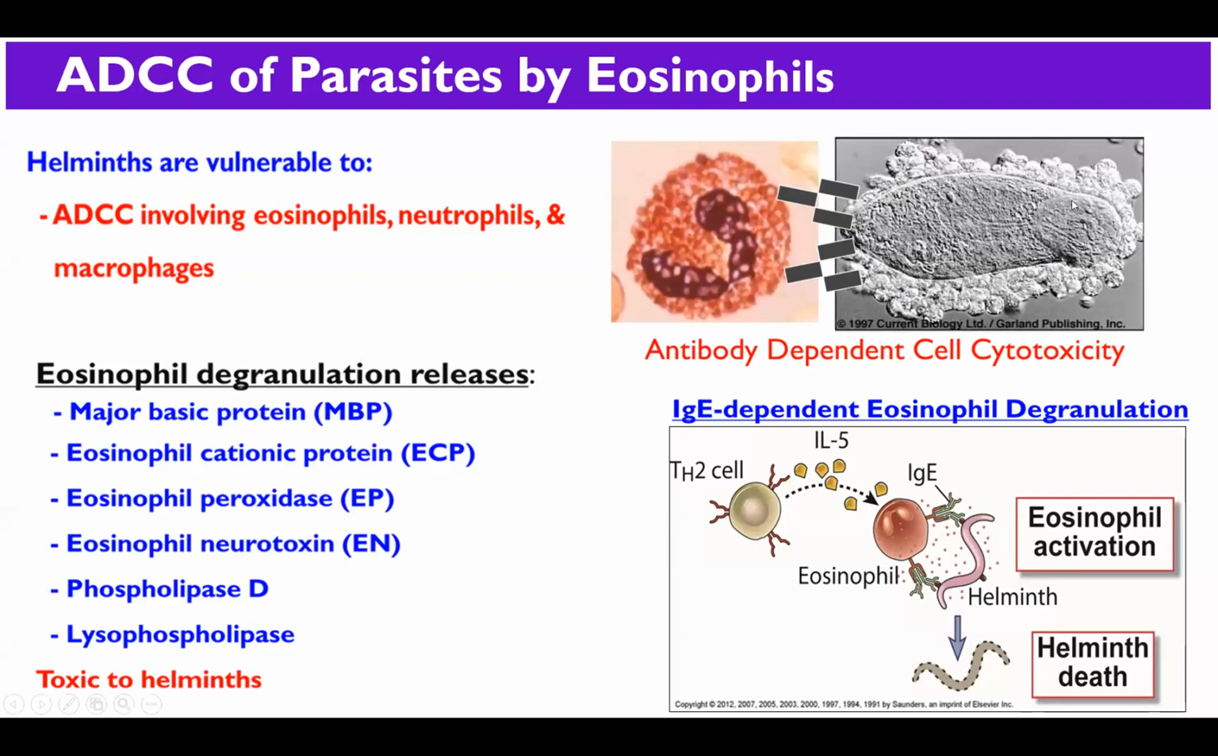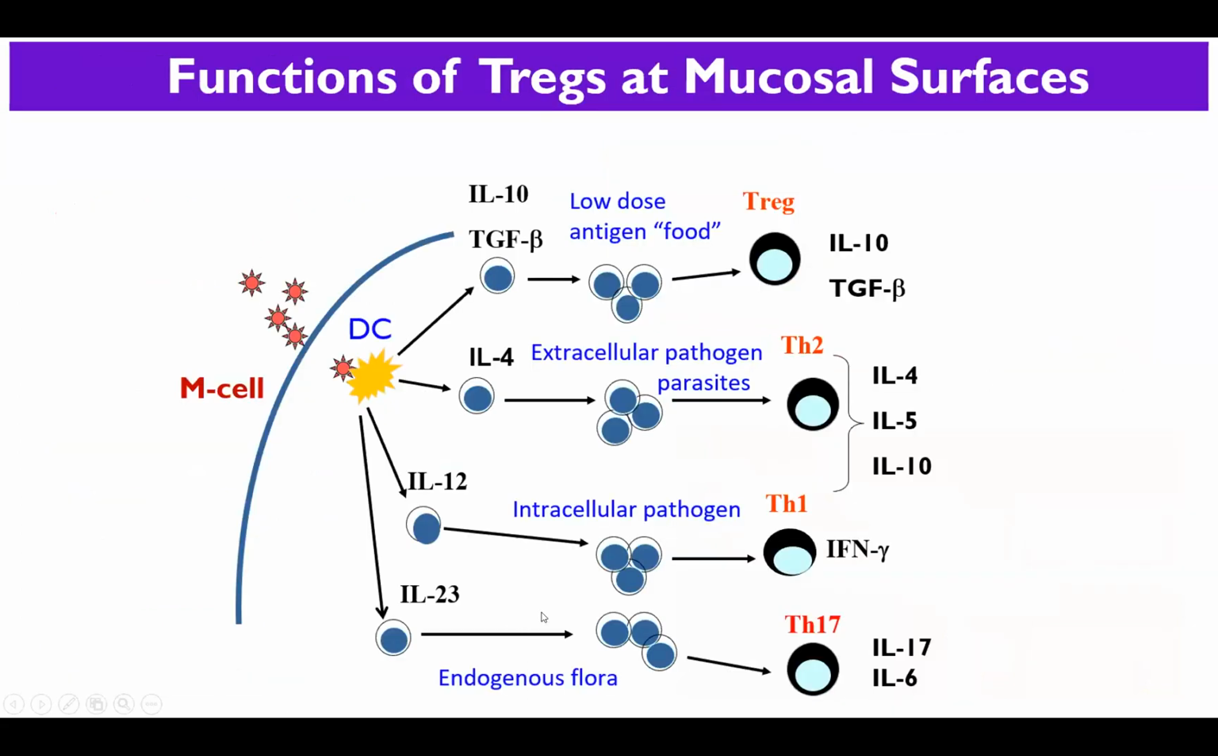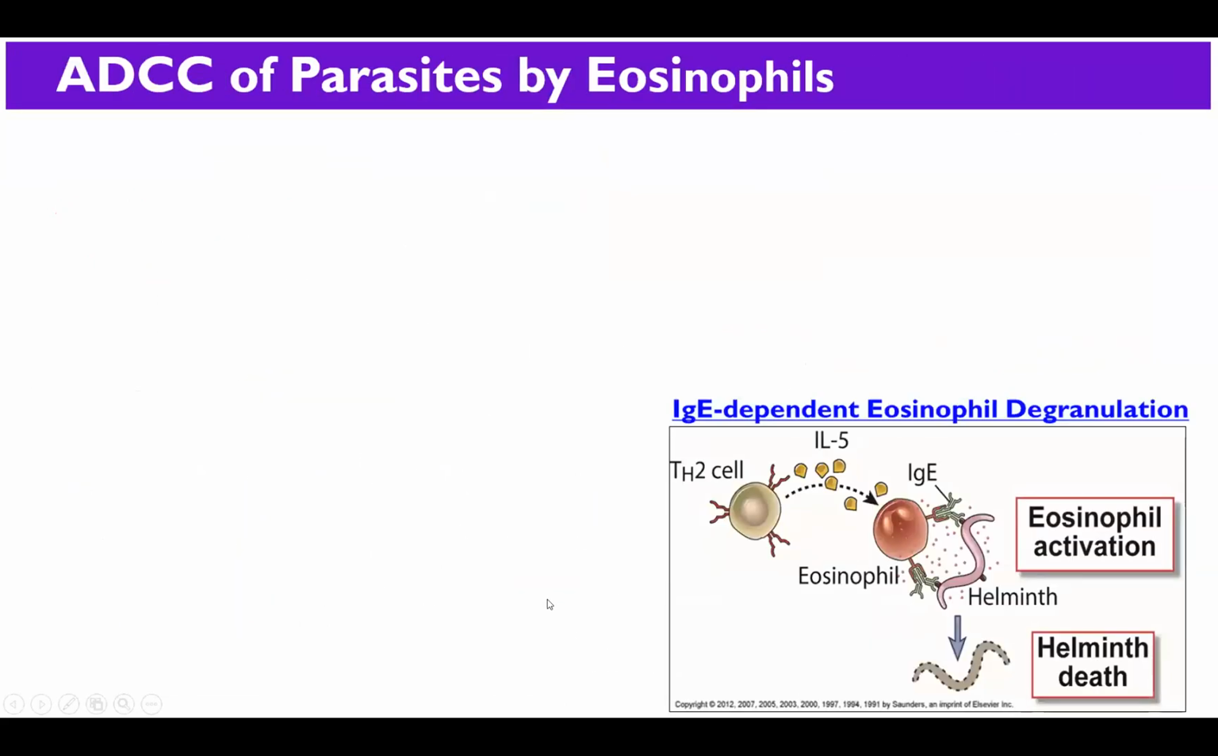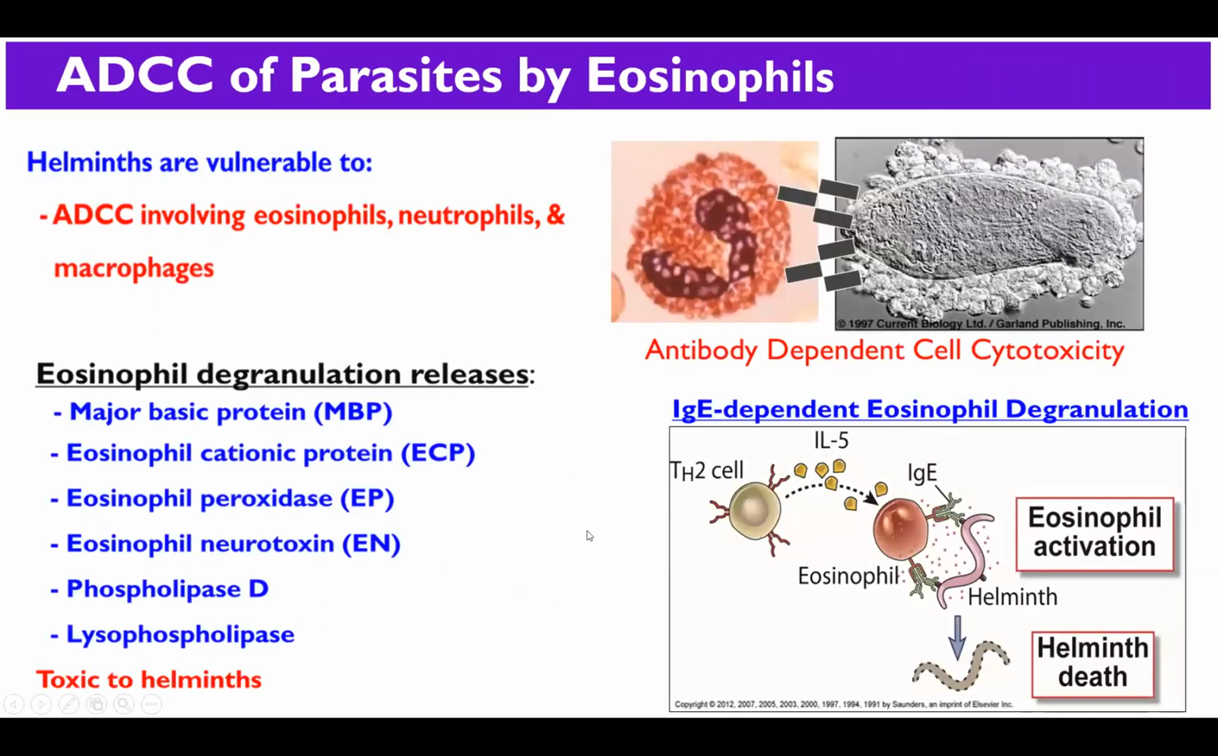So they end up mopping it up and degranulate, releasing these factors. It's these factors that make holes in the helminth, or roundworm, and mediate its death, promoting the killing of the roundworm. So I wanted to pause here and find out, before I move to the next stage, whether there is any question.